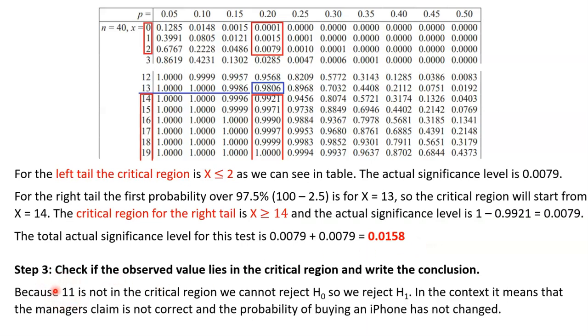And so finally, looking at step 3, because 11 people bought an iPhone, and this is not in the critical region, because it starts from 14, we cannot reject H0. And in context, it means that the manager's claim is not correct, and the probability of customers buying an iPhone has not changed.